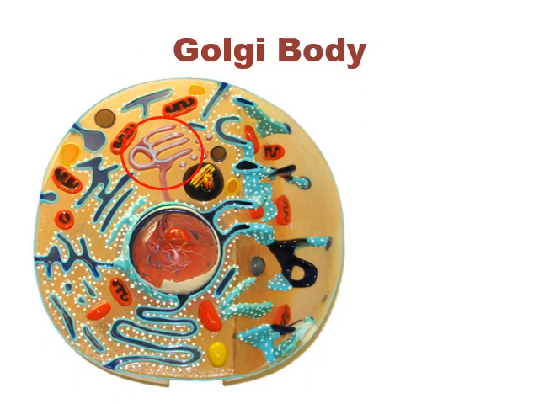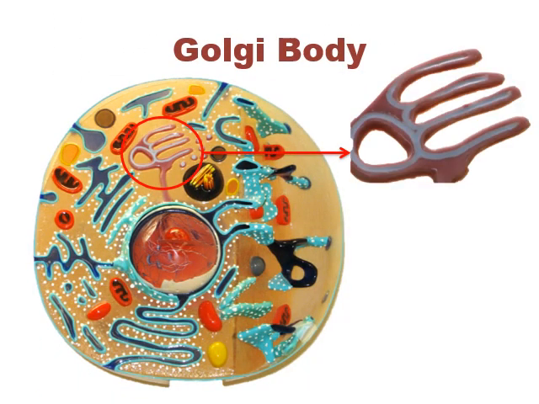The Golgi body is a stack of membranes inside the cell where substances produced by the cell can be modified and packaged in little bags called vesicles before they're released to perform their cellular functions.